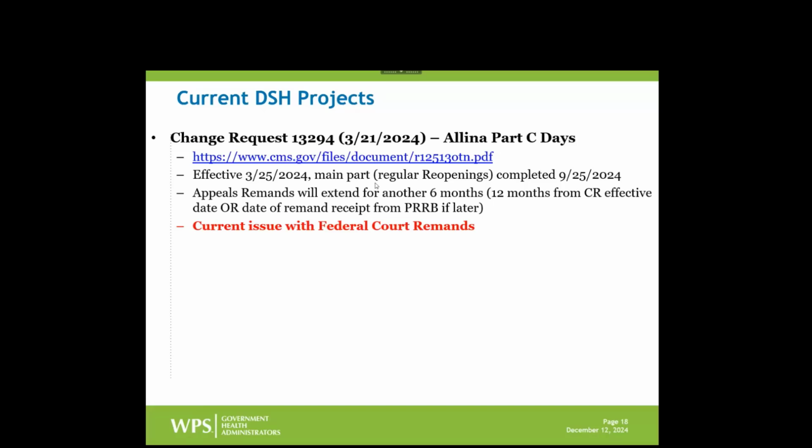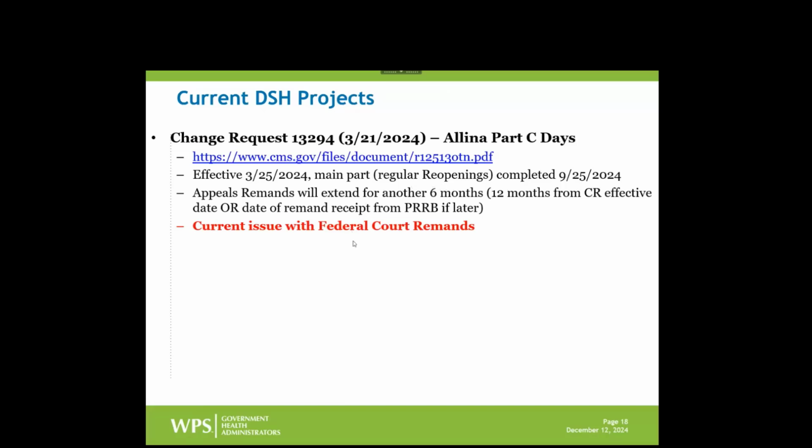We had to do a zero settlement to give you a new appeal right. That's part of the Supreme Court communication. Not in those exact words, but that's what they had to do. You had to have appeal rights. So those regular reopenings were completed September 25th. That part's done. That's about the first half of the project.